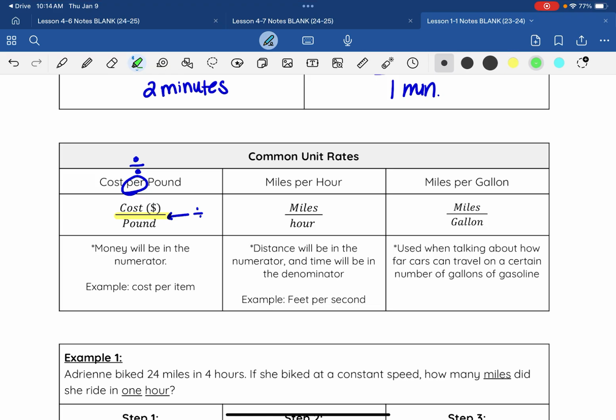That is extremely important. For miles per hour, again, miles divided by the amount of hours. So miles over hours, and distance will be in the numerator and the time will always be in the denominator. Again, that is extremely important for when you're working on different questions. Miles per gallon, again, miles divided by the amount of gallons.